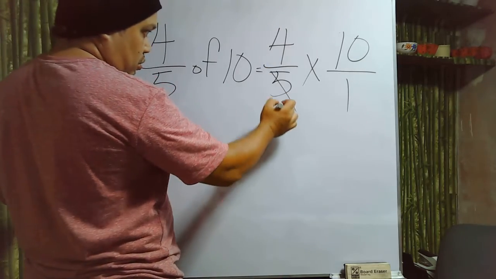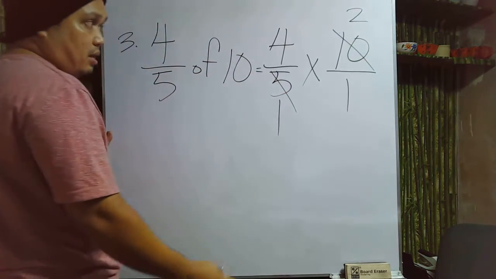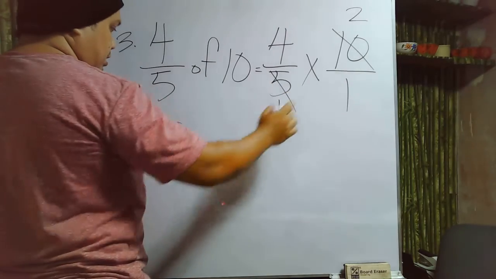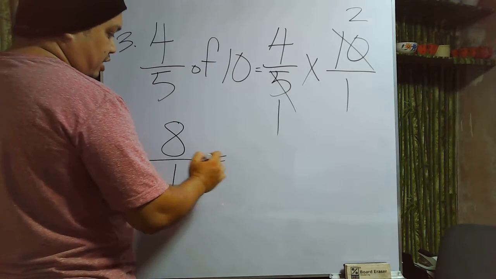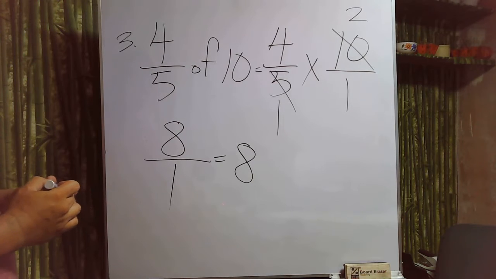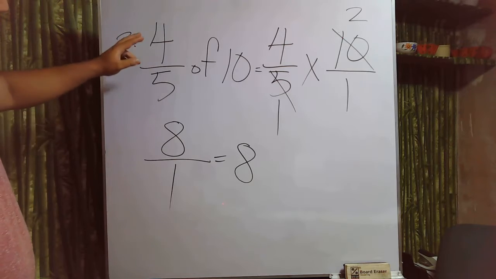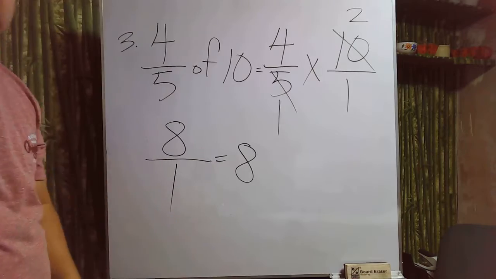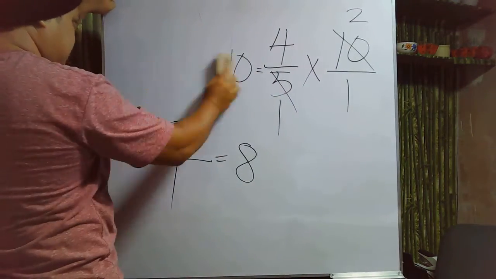So 5 divided by 5 is 1, and 10 divided by 5 is 2. Now you can multiply: 4 times 2 is 8, over 1 times 1 is 1. Now 8 divided by 1 is 8. Therefore, 4/5 of 10 is 8. What is 4/5 of 10? That is 8. I'm going to say 8 is 4/5 of 10. So that's the fractional part of a whole number. That's number 4.